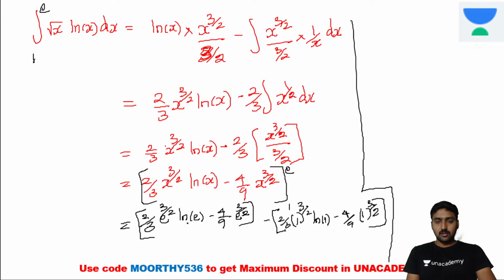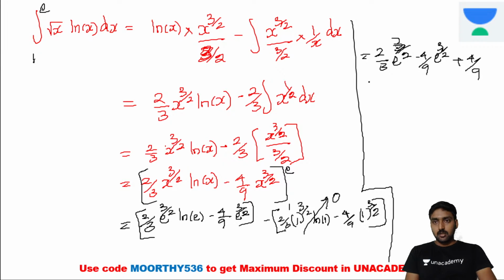Logarithmic into exponential, that means logarithmic of exponential is equal to 1. Value is equal to 1. Now the solution is equal to 2 divided by 3 e power 3 divided by 2 e power 3 divided by 2 minus 4 divided by 9 exponential power 3 divided by 2, then minus its logarithmic of 1 is equal to 0, minus of minus plus 4 divided by 9. Now do the simplification.